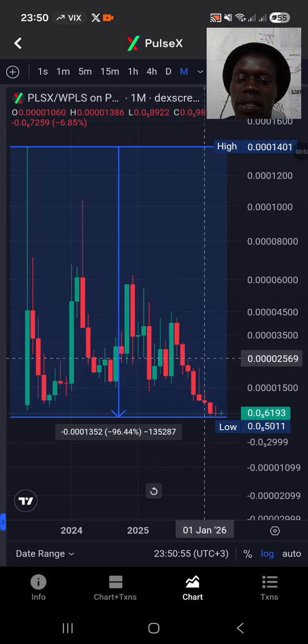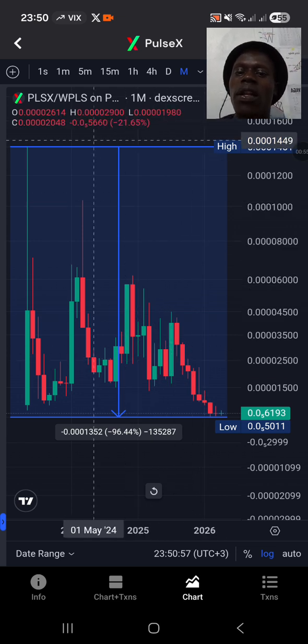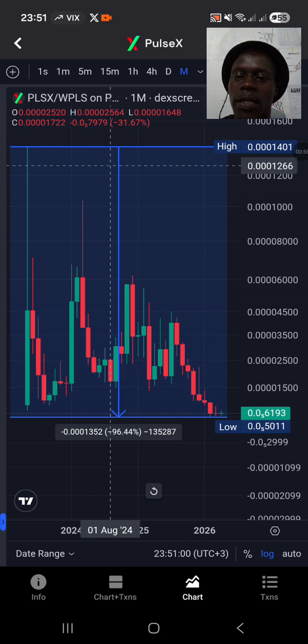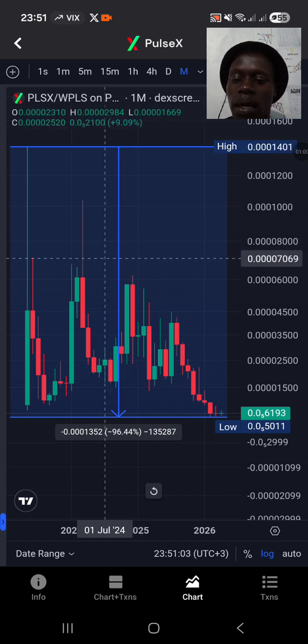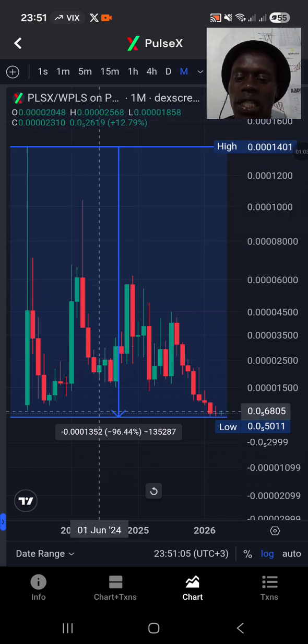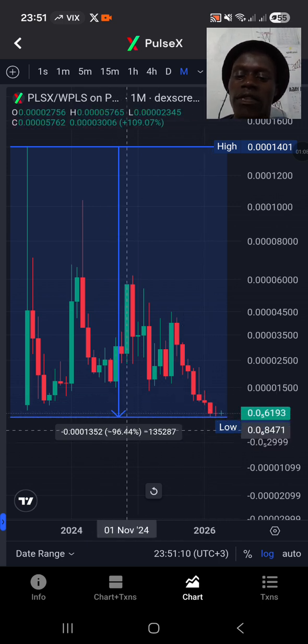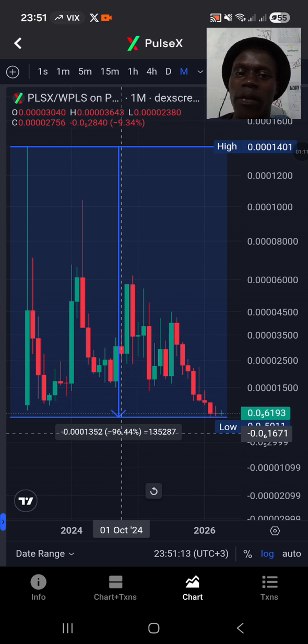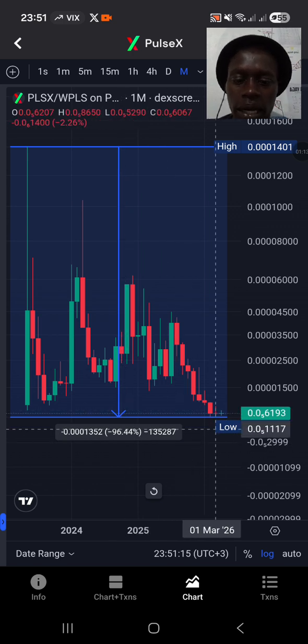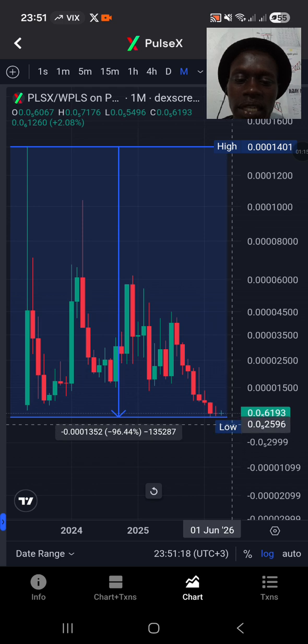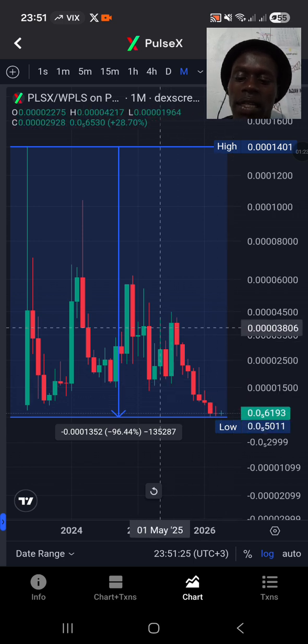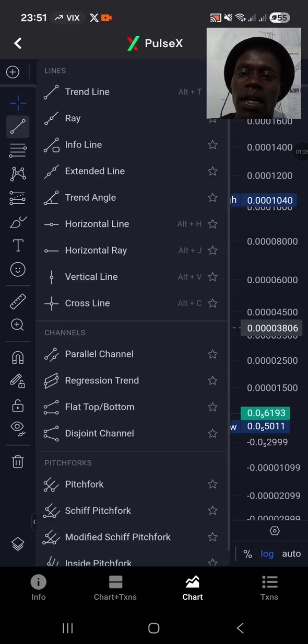You can see how the price has been going down from the all-time high, where price had been up to this top, and it has now gone down to this low, a drop of about 96.44%. We are at this low, and the price is now trading at 0.050619 US dollars.